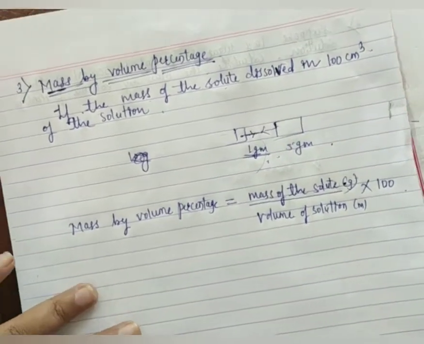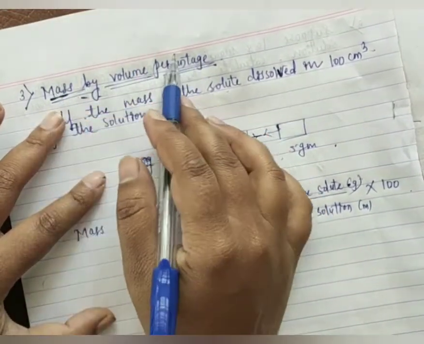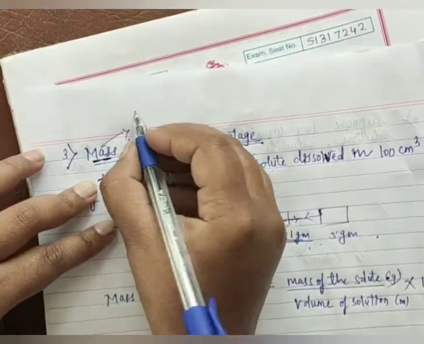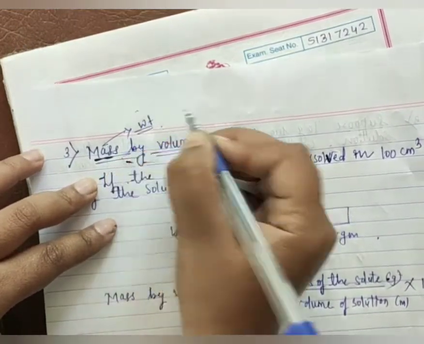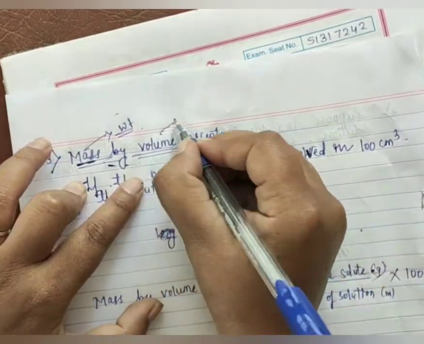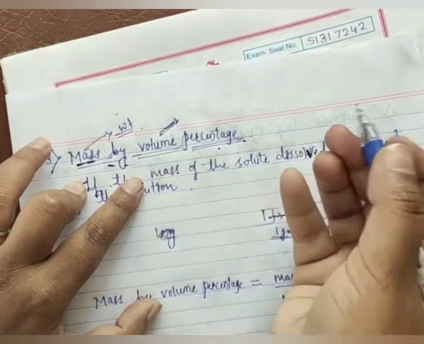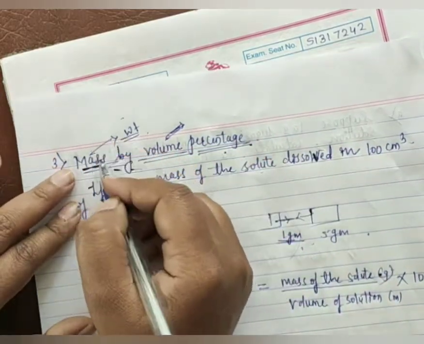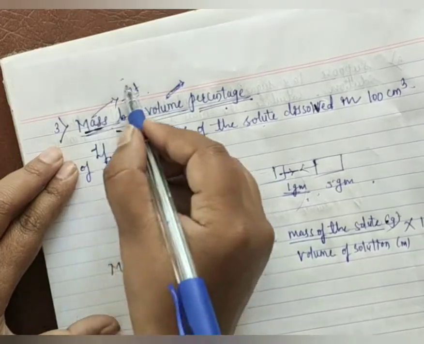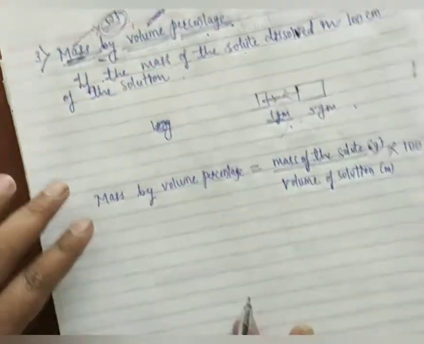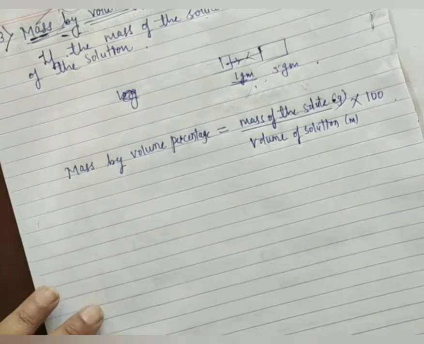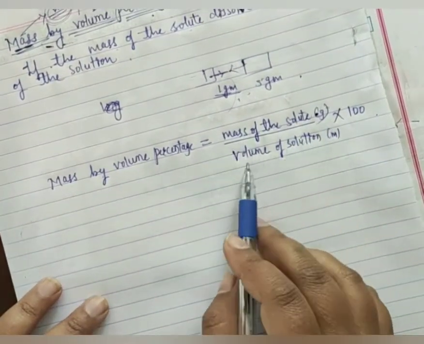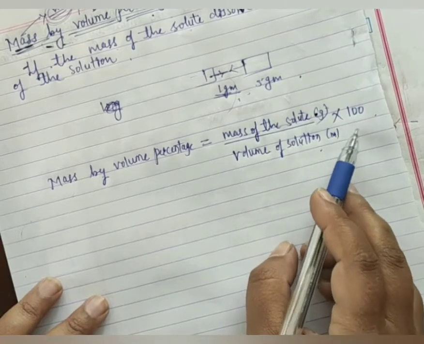Okay, so what is the chemical formula? See the heading, mass by volume percentage. It means the solute is present in the form of mass, meaning they give the weight of the solute, whereas the solution is present in the form of volume, because it is liquid, so we are calculating in the form of volume. The solute is present in the form of solid, so they are giving weight. Okay, so now what is the formula for this? Mass by volume percentage is equal to mass of the solute divided by volume of the solution into 100.